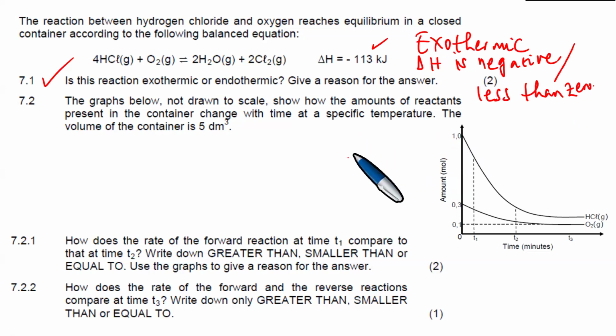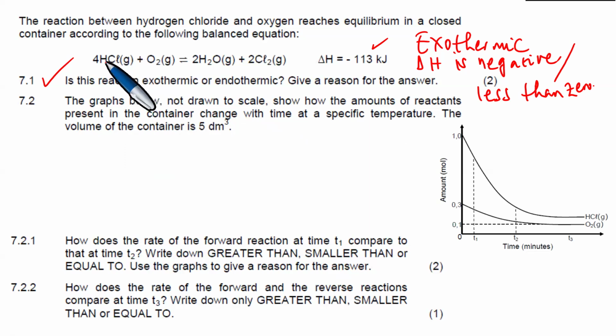Okay, we're good. Let's look at the next point. The graphs below. That's interesting. The examiner is speaking about the graphs. It looks like one graph, but there are two graphs there. There's a graph here that starts from 1.0, and there's another one that starts from 0.3, and it goes down. Not drawn to scale, they show how the amounts of reactants present in the container change with time at a specific temperature. So we're dealing with the reactants.